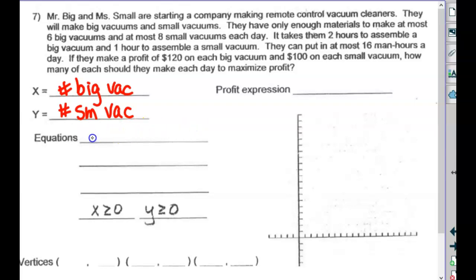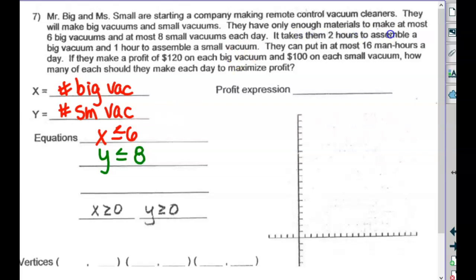What do you know about big? Big has to be less than or equal to 6. Okay, I'm gonna use a different color. Small, Y, has to be less than or equal to 8.